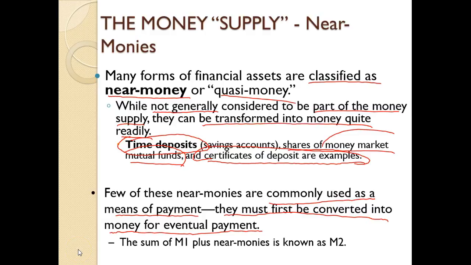So where we left off in the last video, we were talking about near money or quasi money. We essentially said that near money or quasi money is an asset that can be readily transformed into money. It can be taken out of, say, savings accounts, shares of money market mutual funds, or a certificate of deposit. You can take these assets and transfer them into money with relative ease. The next thing we were talking about is that these near monies are very seldom used as a form of payment.